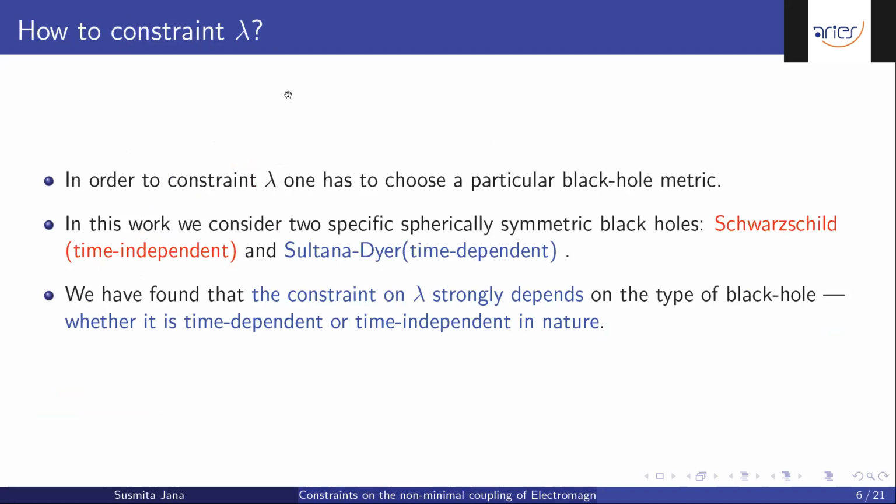To proceed further, we need to consider a particular type of black hole. Here I have considered two types of black holes. For the first one, we have considered the Schwarzschild black hole, and for the second one, the Sultana-Dyer black hole, which is a time-dependent black hole. We have found that the constraints on the coupling parameter strongly depend on the type of black hole, I mean, on whether the black hole is time independent or time dependent.